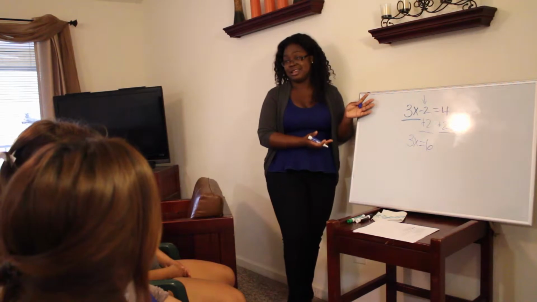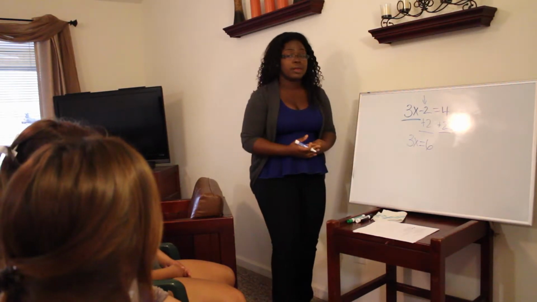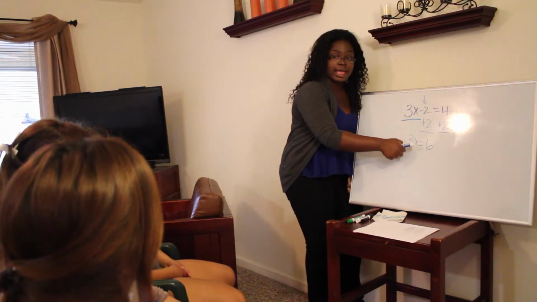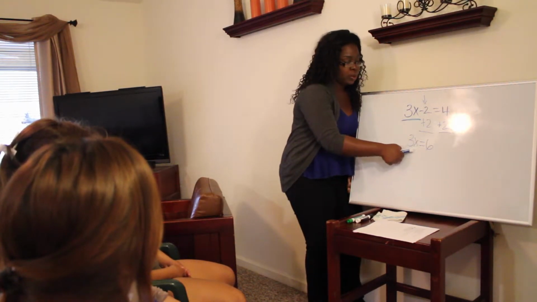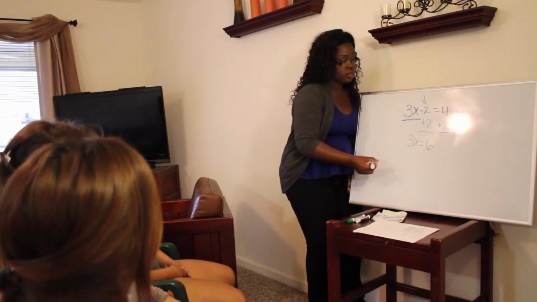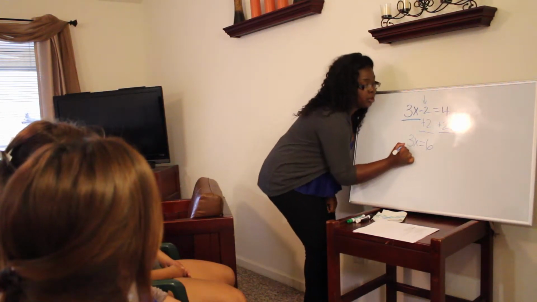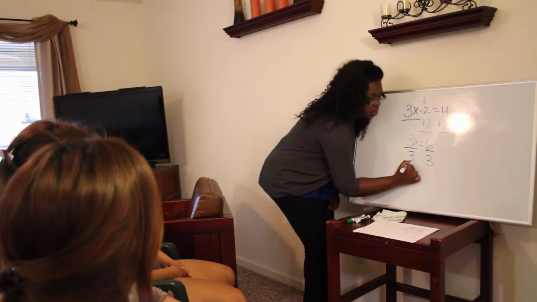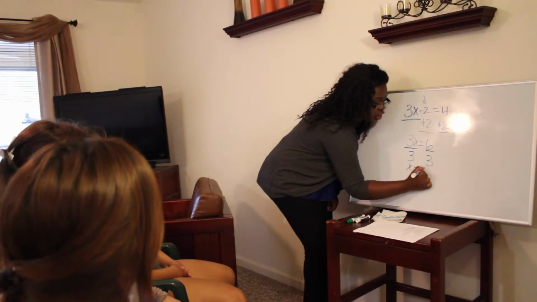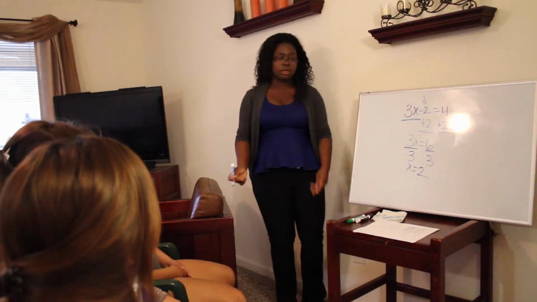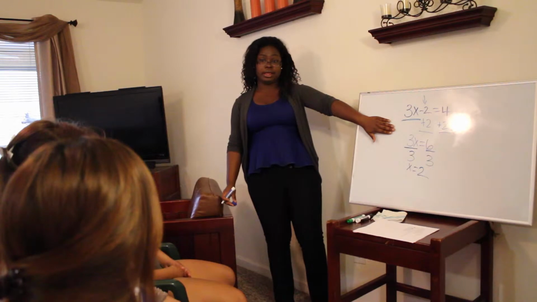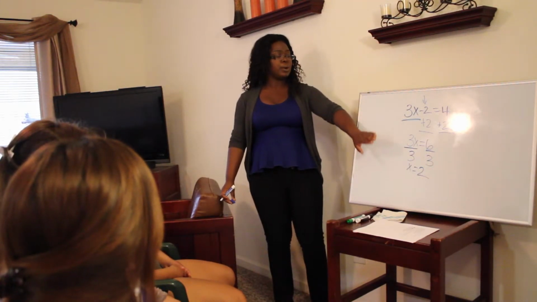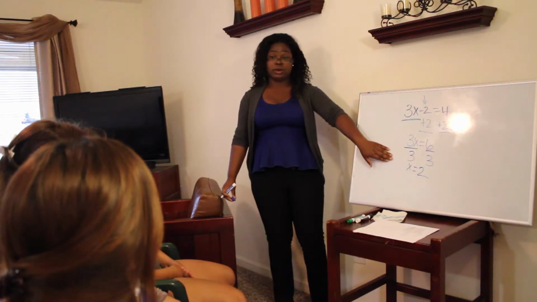Now you've just isolated the variable. The next step is to solve the equation. This is simply saying 3 times x equals 6, so we need to figure out what x is. If we're multiplying here, we're going to divide on both sides to figure out what x is. So x is going to equal 2. First step, we isolated the variable. Second step, we solve the equation.